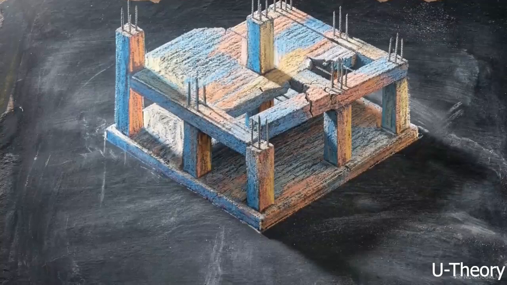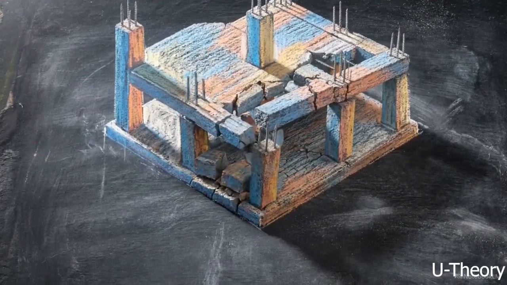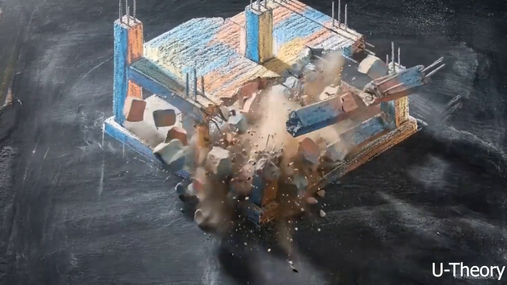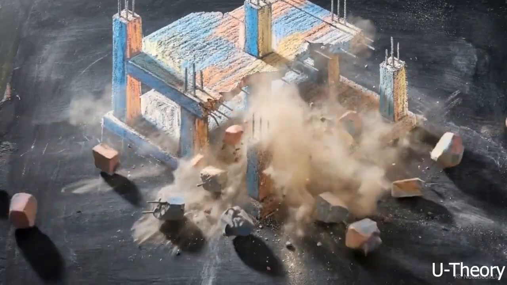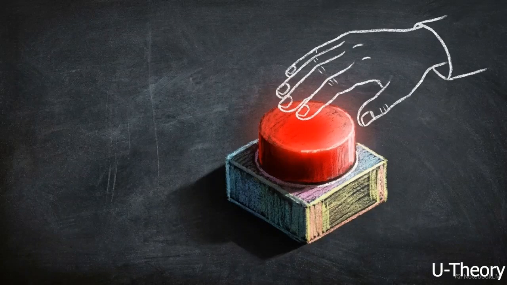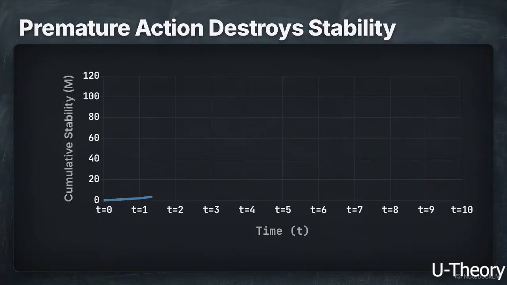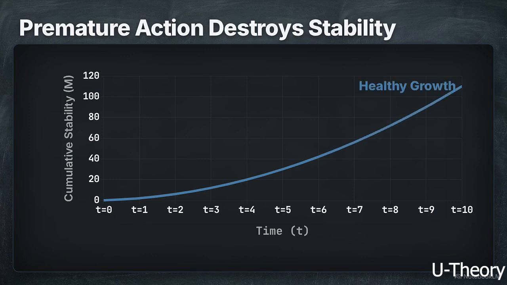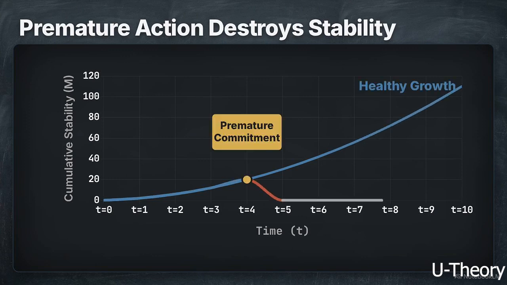You have to take action to learn about a complex system, but the wrong action permanently destroys the environment you are trying to understand. Risk architecture focuses on the precise timing of irreversible decisions. This chart plots a system's cumulative stability over time. While a healthy system grows smoothly, an improperly timed commitment causes that stability integral to drop to zero and stay there.